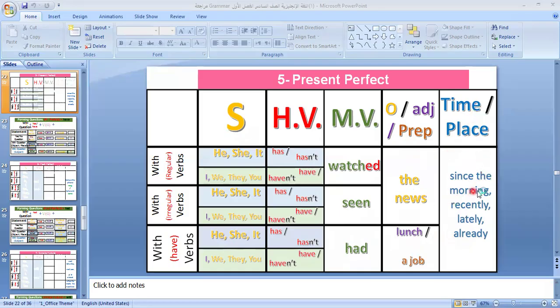In this tense, we use since, recently, lately, already. All these are the keywords of the present perfect tense: since, recently, lately, already, and for. Since and for are keywords of the present perfect form. Let's go to another one.